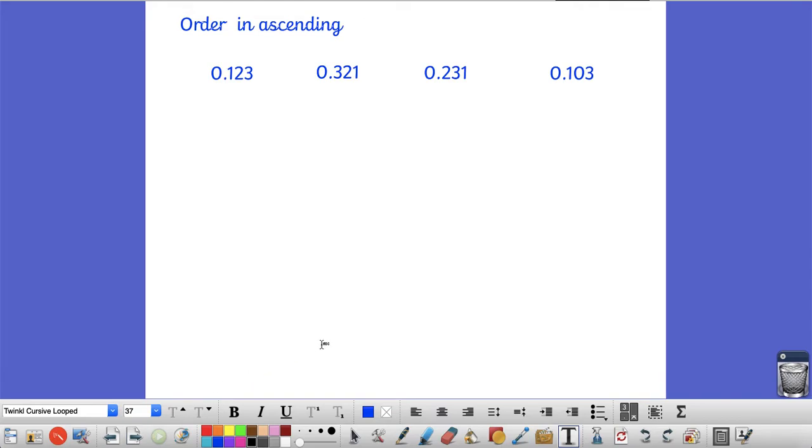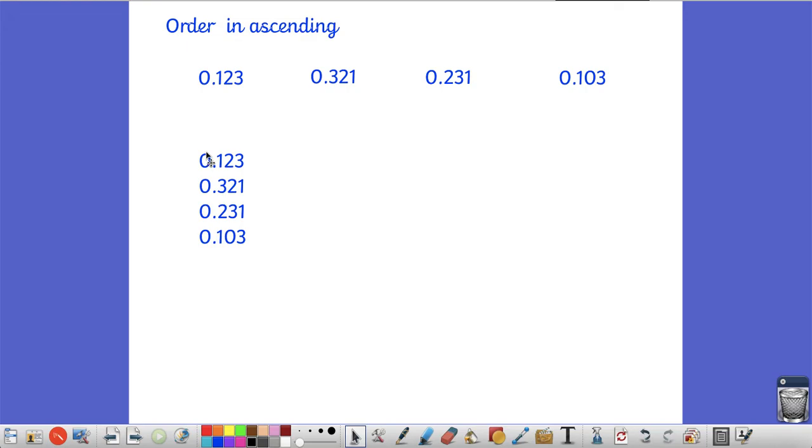So now we're going to move on to ordering some numbers. Now the first thing I would advise you to do when you're ordering decimals is to put them in a vertical order. So I'm going to write these numbers out again now, but I'm going to write them vertically. I'm going to write 0.123. Then straight underneath, I'm going to put 0.321. Then underneath that, I'm going to put 0.231. Then under that, I'm going to put 0.103. Now, that will make it easy for us to compare and look at each column as we go along.